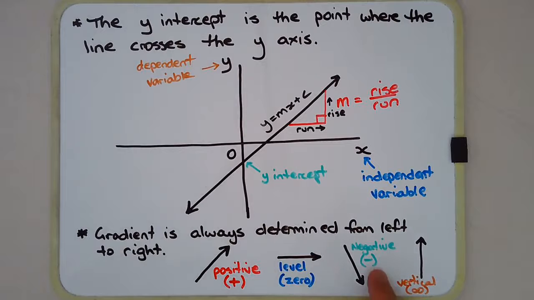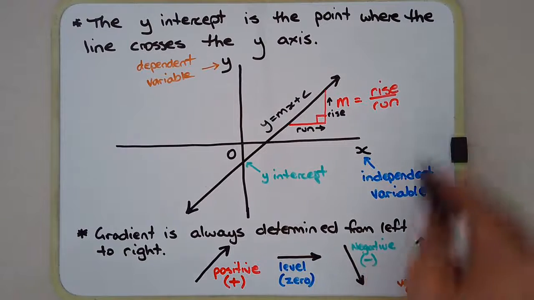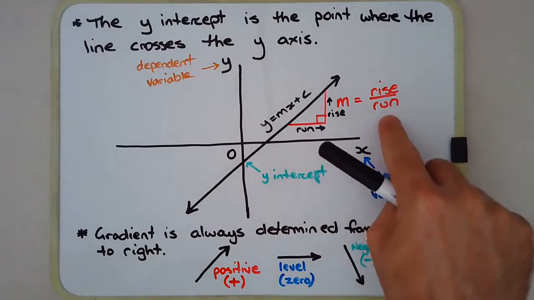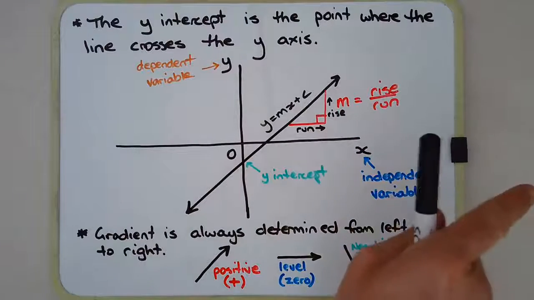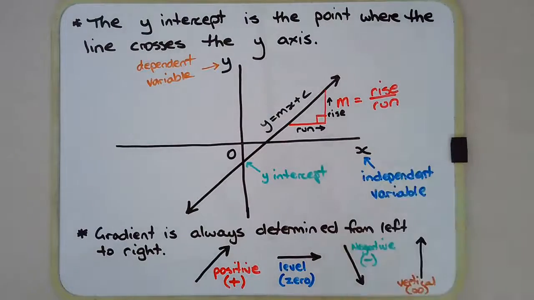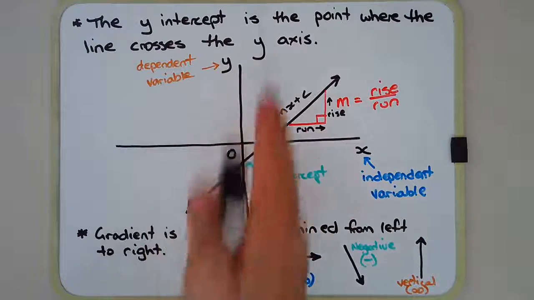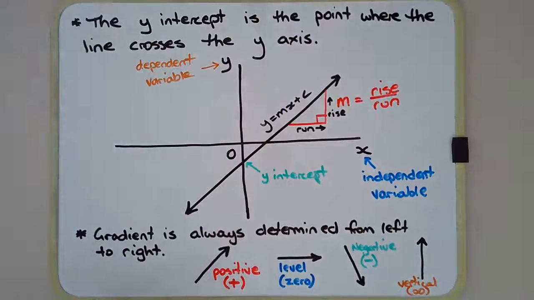Negative gradients are exactly that. They're downhill and it'll be a negative rise. So instead of the rise being a plus, it'll be a minus on the top. By the way, run is always positive because we're always going from left to right. The rise, though, could be either. Finally, a vertical line is sometimes called an infinite gradient. That's where there's no run. The run's zero, in fact. The line goes straight up and down.